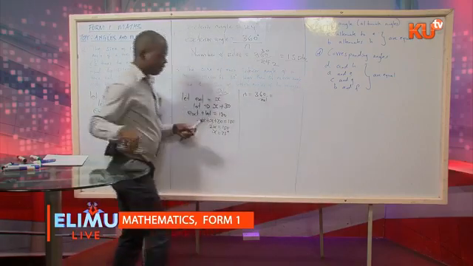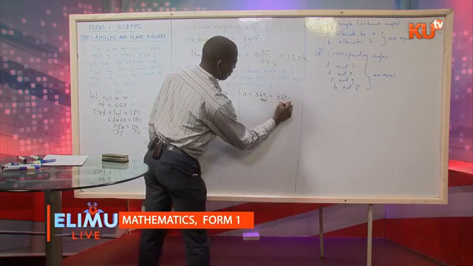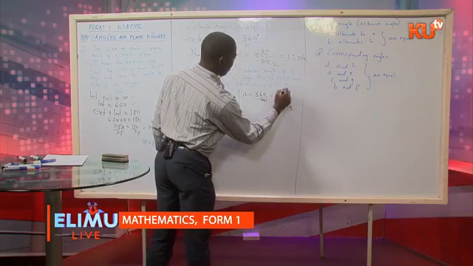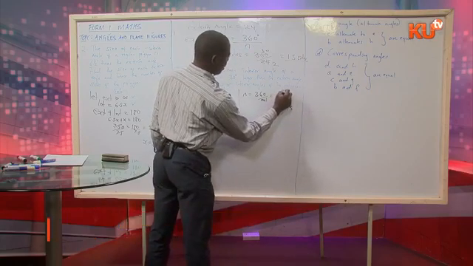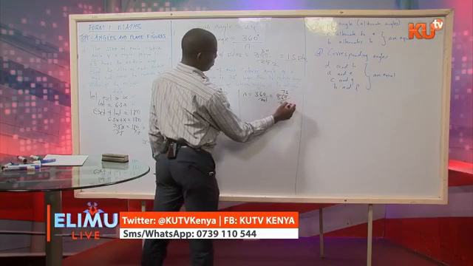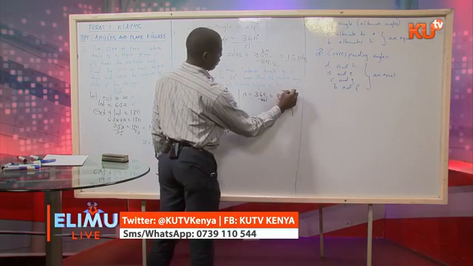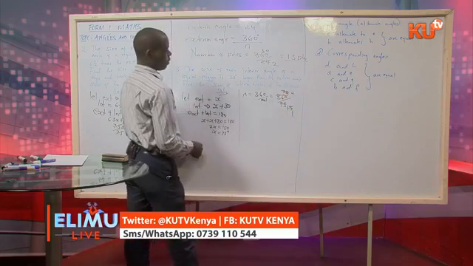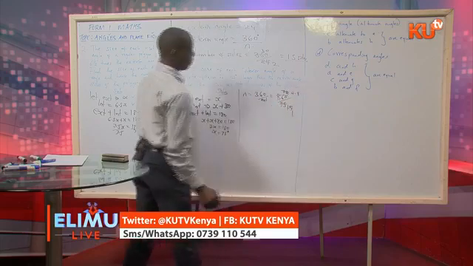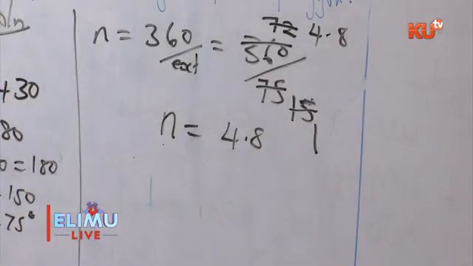We have 360 divided by 75. Dividing by 5, this is 72 over 15. 15 into 72: 15 into 60 is 4, we are left with 12 into 120, that is 8. So 4.8. Now when you have the answer 4.8, what do you write?